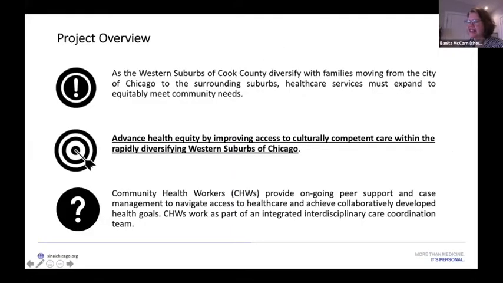In 2017, Community Memorial Foundation and Healthy Communities Foundation collaborated to fund models of healthcare delivery that utilize community health workers, thus improving access to care and growing the workforce. This project was designed to address the expansion of equitably focused community health as the western suburbs continue to diversify, with families moving from the city of Chicago to the western suburbs.